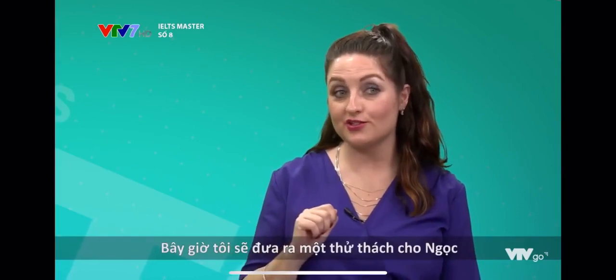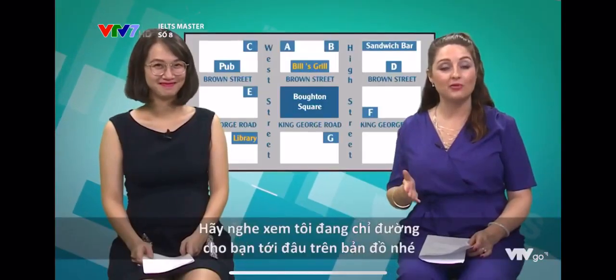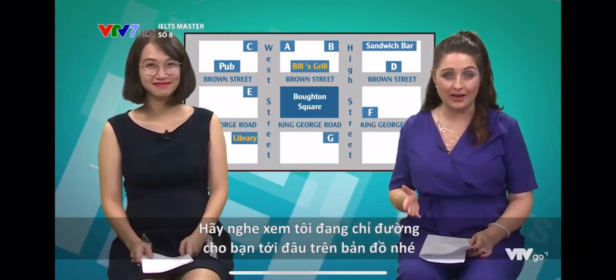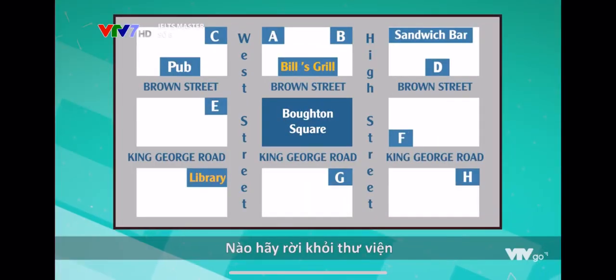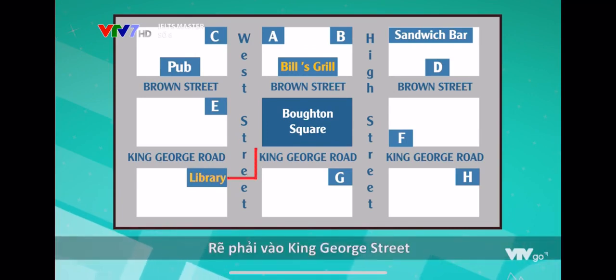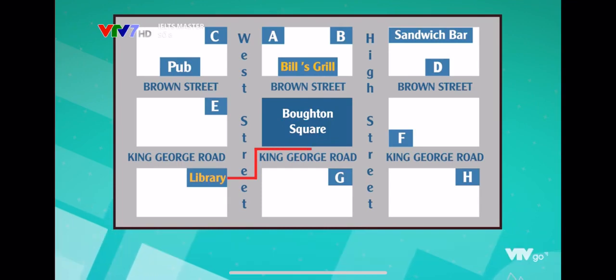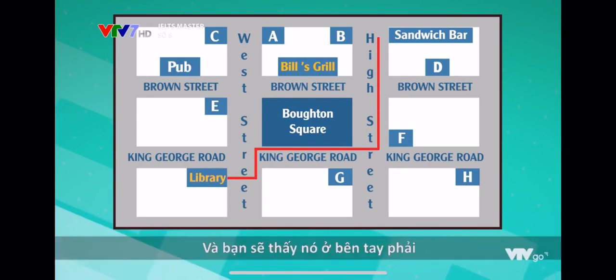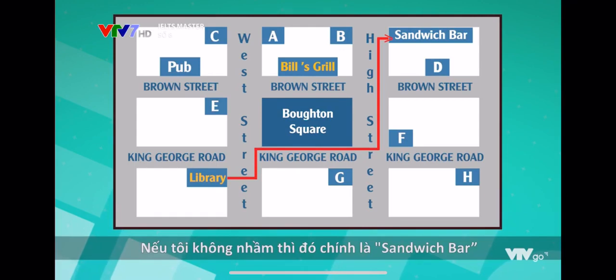I'm going to set a challenge for Miss Knock. I want you to tell me where I have given you directions to on the map. Okay, so if I say to you, leave the library, take the first right onto King George Street. Pass the junction, go left onto High Street. And there you will see your destination on the right-hand side. If I follow it correctly, that should be the sandwich bar.